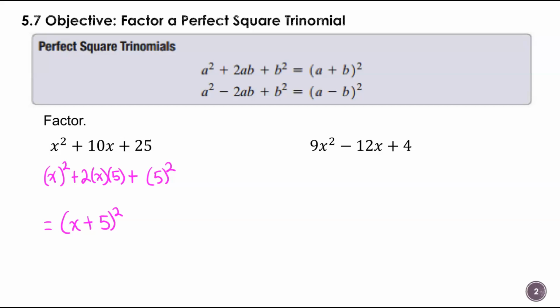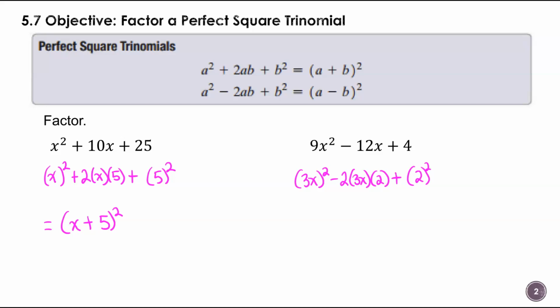On this next one, my a would be 3x. So that would be 3x squared. B would be 2, because 2 squared is 4. And then it's negative 2 times a times b. Notice the last term is always positive also. That's another part of this, that has to be a positive there.